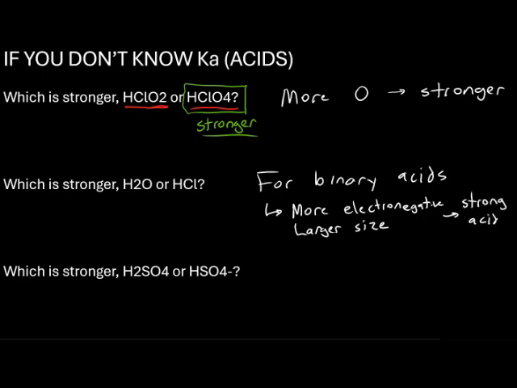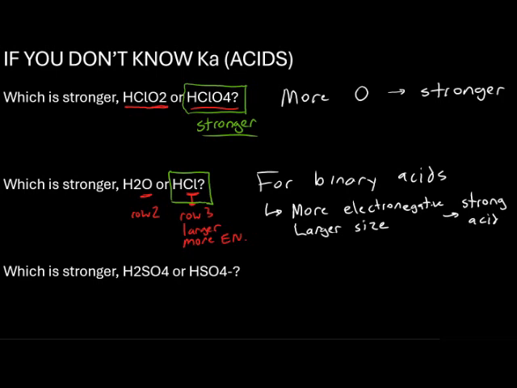If you're not sure, it may help you to look up the central atoms on the periodic table. Here we have oxygen and chlorine. Now chlorine is in row 3 on the periodic table, and oxygen is row 2. Row 3 elements tend to be larger. Both of these factors will make HCl a stronger acid than water. If you actually look up this information, you'll find that HCl is indeed a strong acid, and water is a very weak acid.